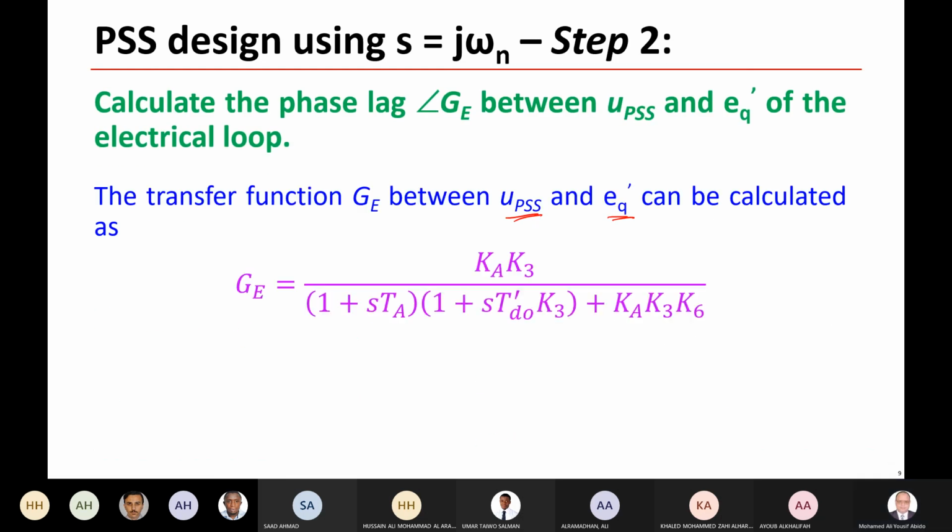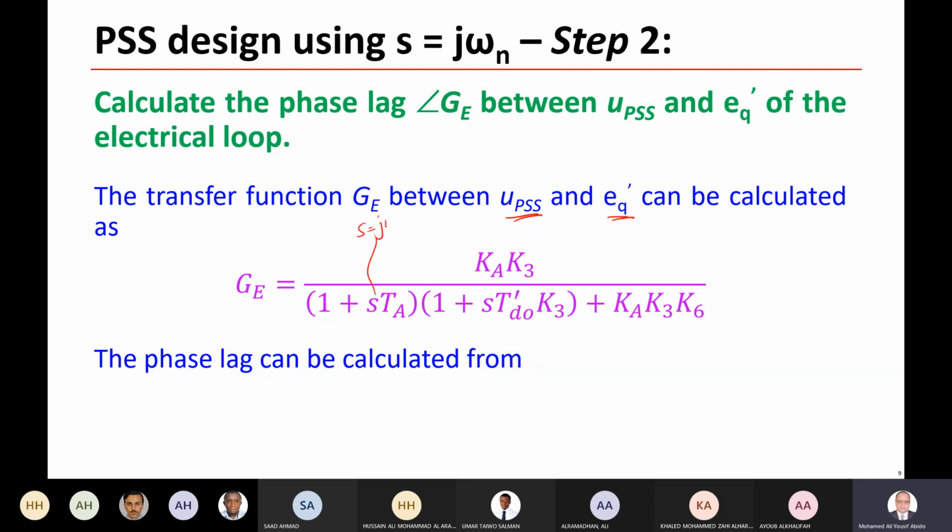So this is the transfer function, the two blocks over 1 plus GH. H is K6 here. And you can, of course, get the angle of this complex number if you substitute S equal to J omega N.